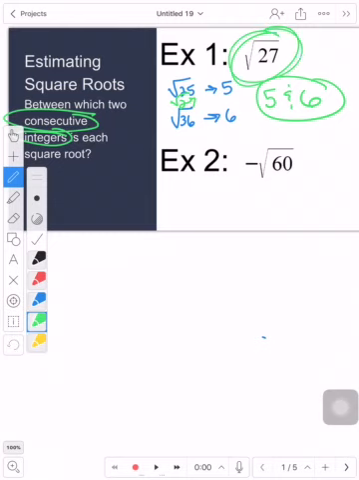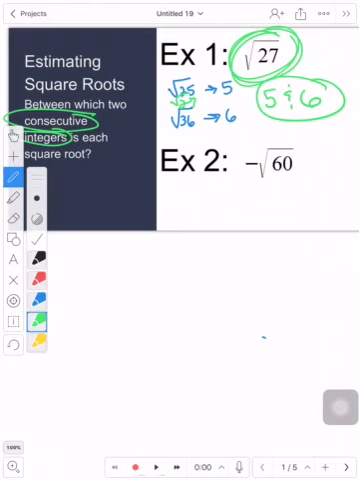So this answer, the square root of 27, is an irrational number. There's nothing that's easily something times itself that will be 27. But I know it's going to be 5 point something because it's going to be between 5 and 6.